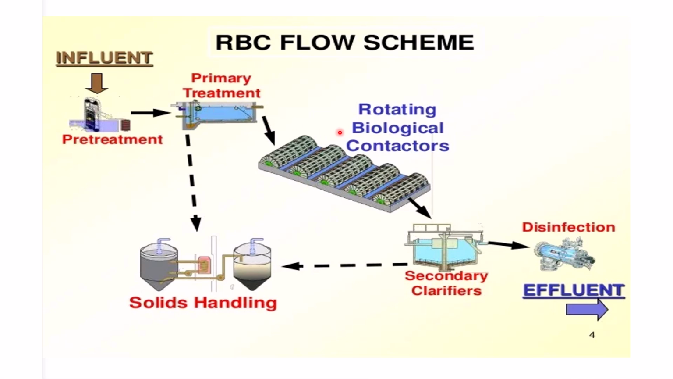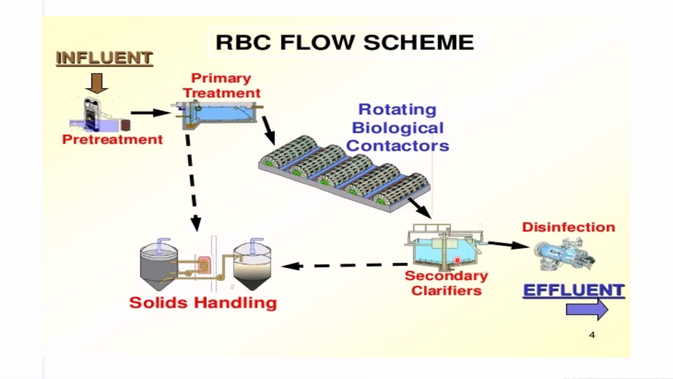The third step is the rotary biological contactor. After primary treatment, the wastewater flows into the rotating biological contactor. These rotating discs are covered with microorganisms that break down organic matter in the wastewater biologically as they rotate through air and water. This is the heart of the biological contactor unit.